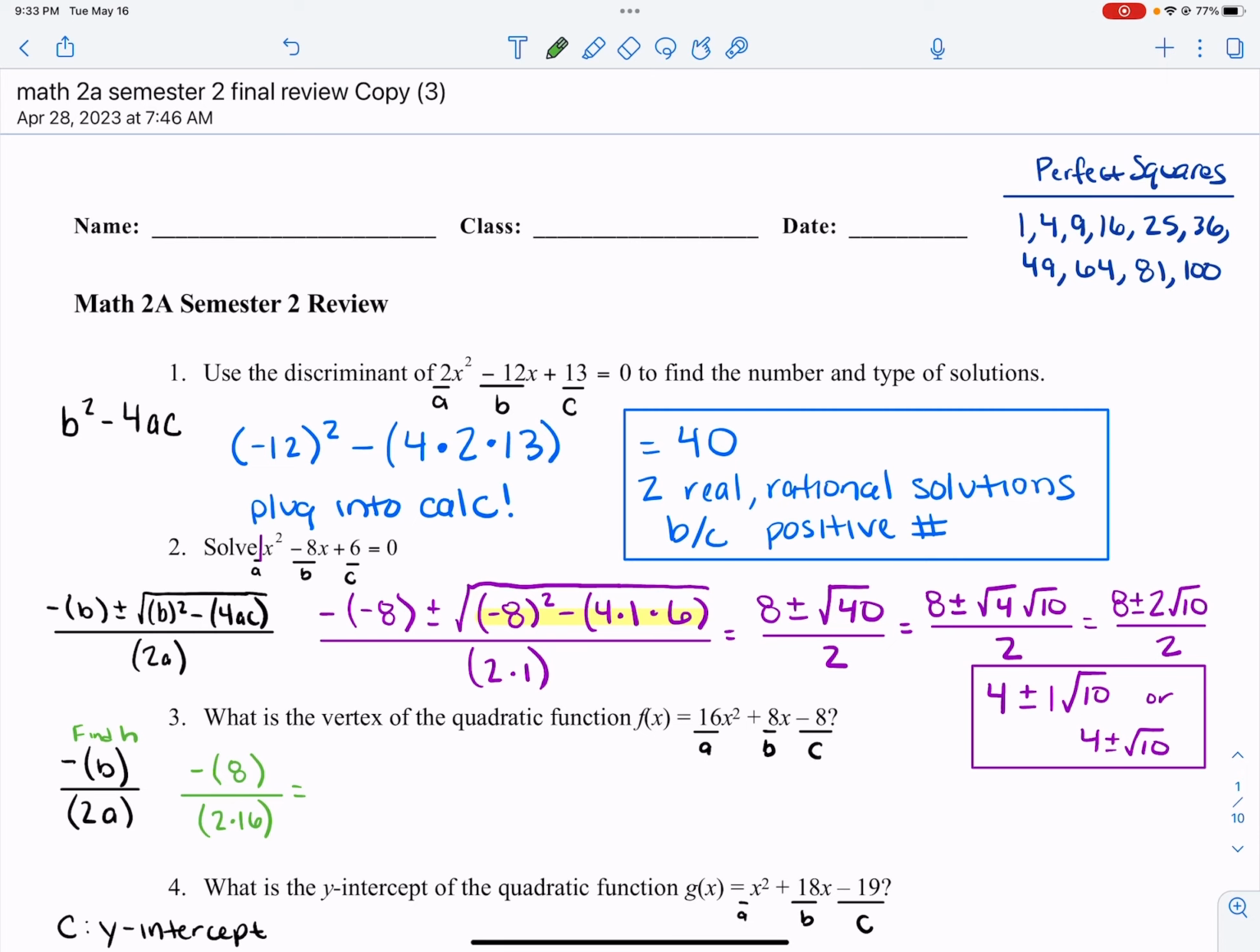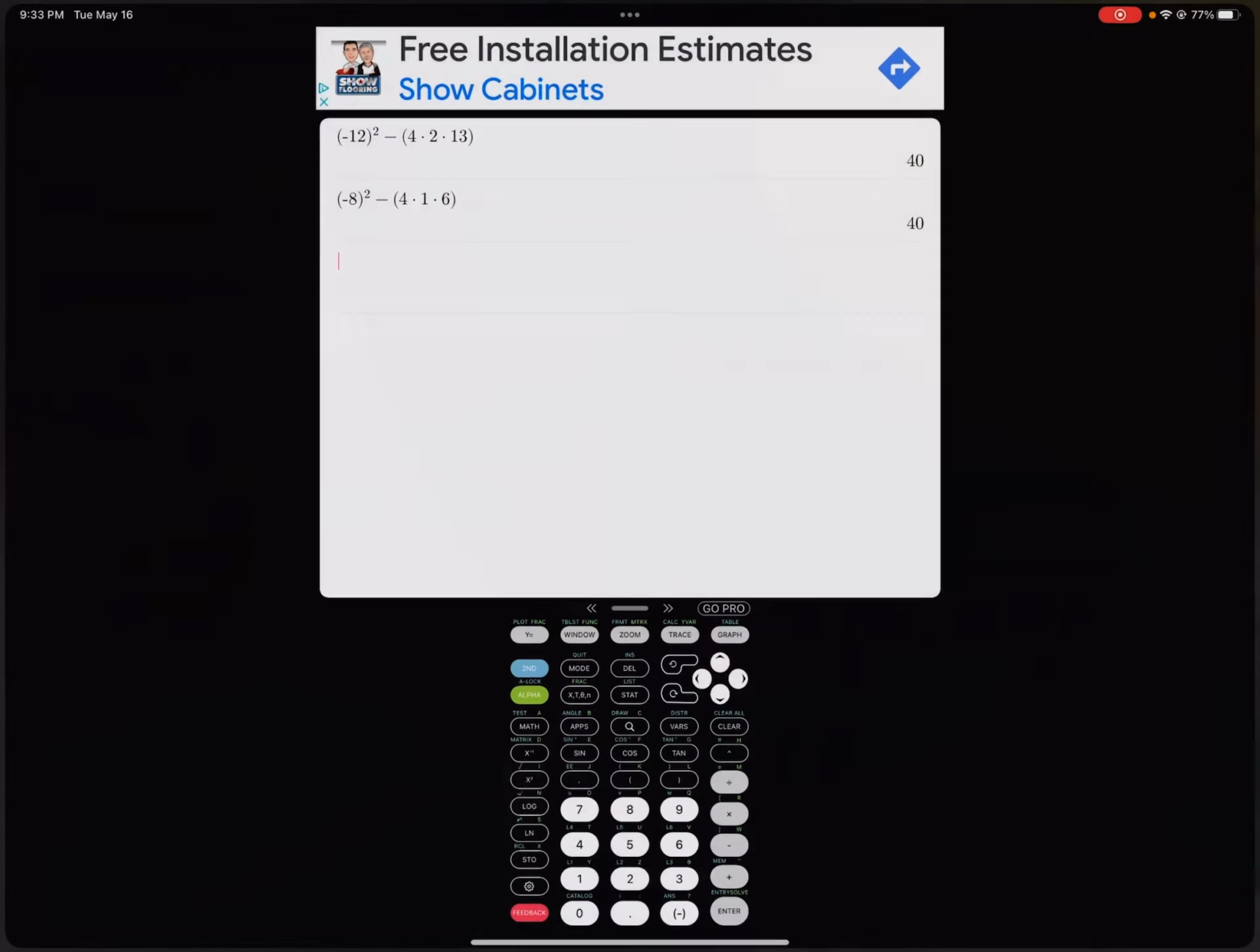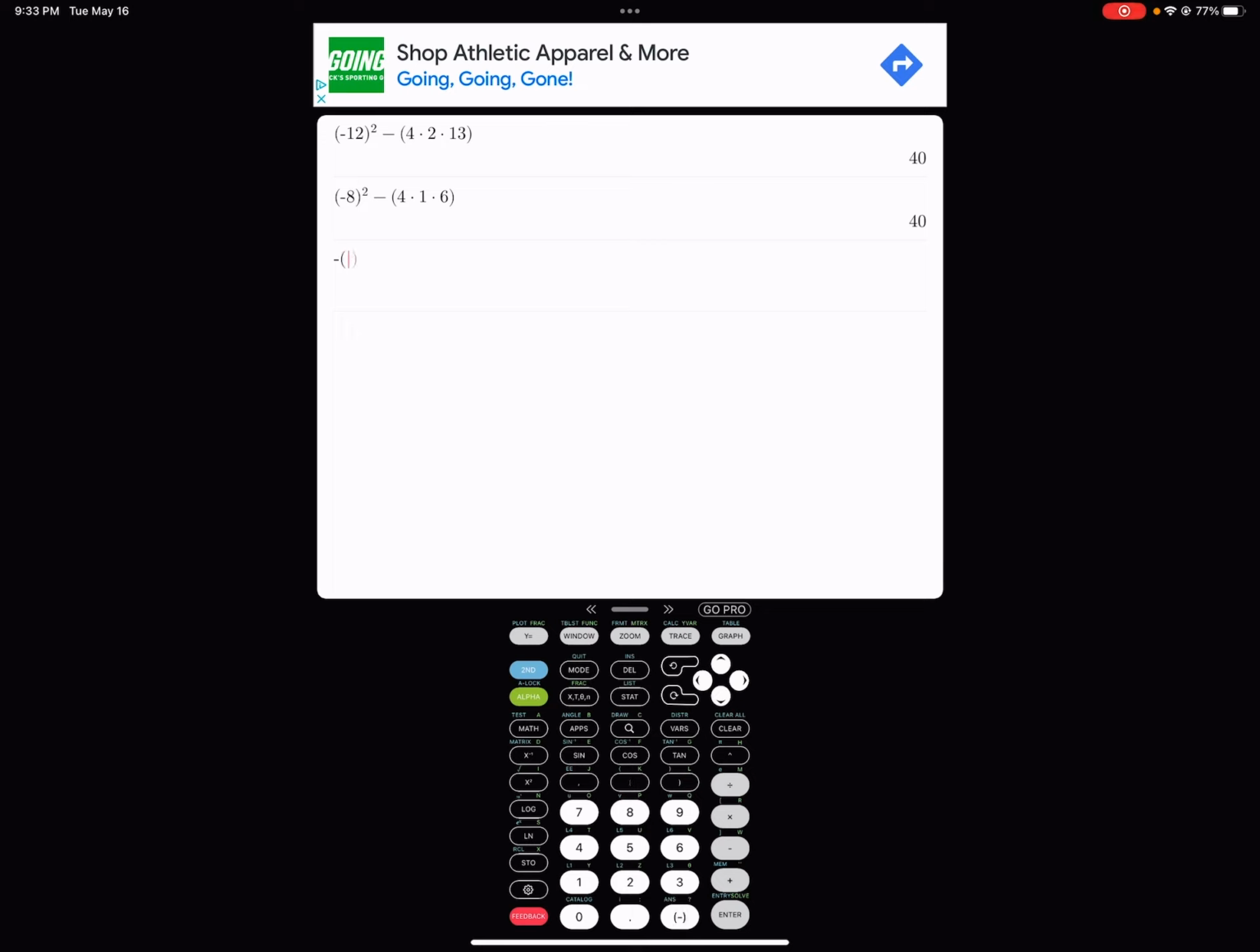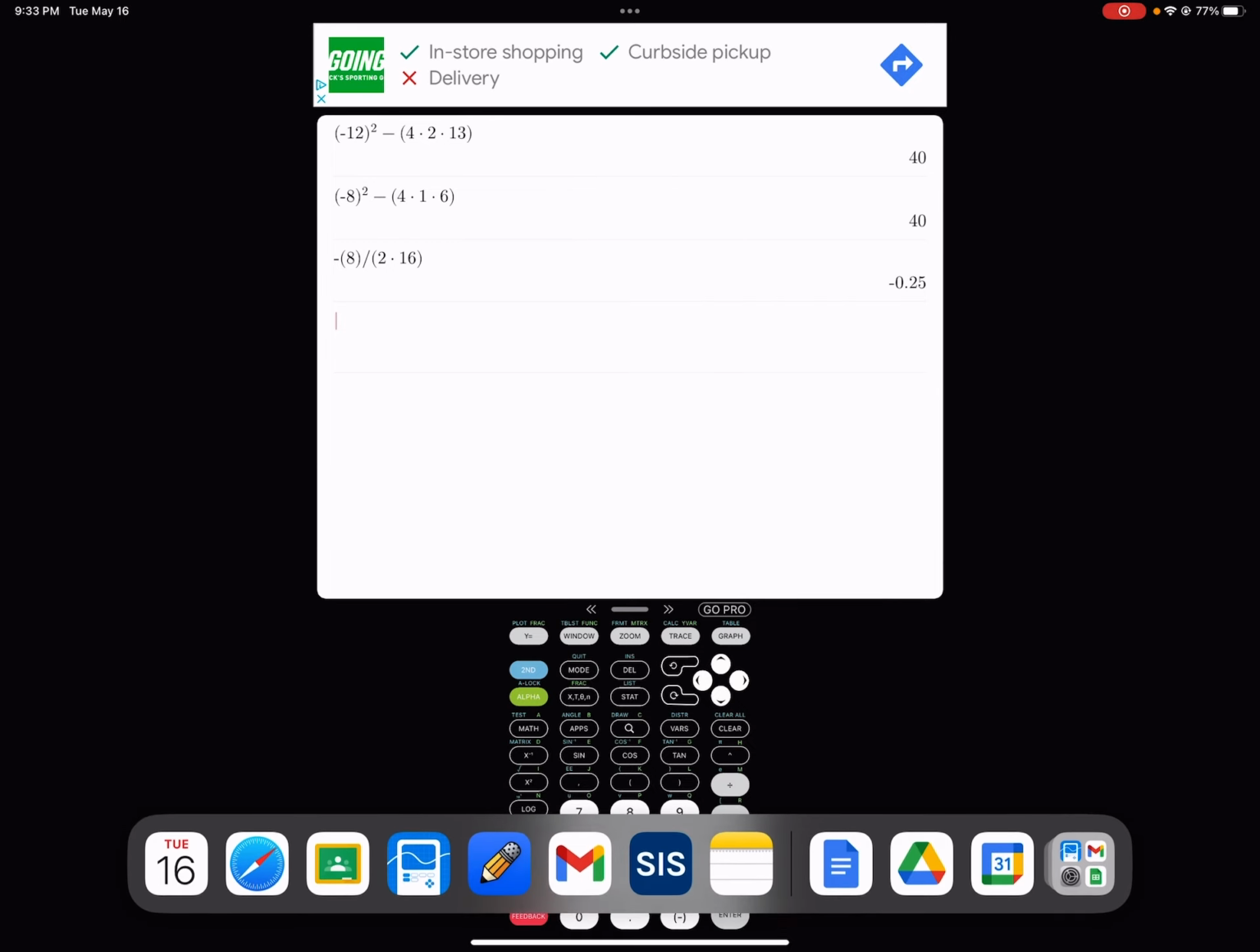So I'm going to plug that directly into my calculator. I have a negative sign, my 8 divided by 2 times 16. And I get negative 0.25.